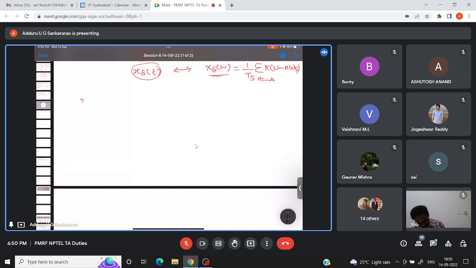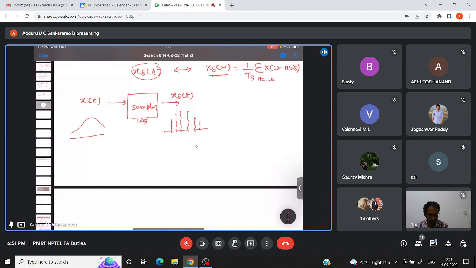Now let us say we have some signal x of t, and it is given to a sampler with some sampling frequency omega s. So we will get the sampled version of the signal. Then we will do some operation, we will transmit it, something like that. After that, we need to successfully recover the signal back. If you want to retrieve the original signal from the sampled version, we use a low pass filter, or reconstruction filter, and from this we will get the original signal.